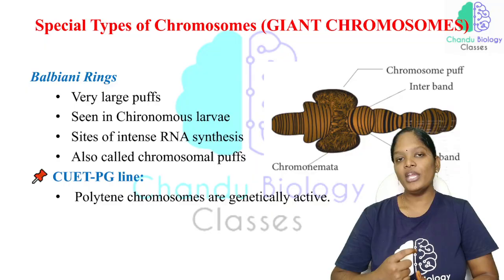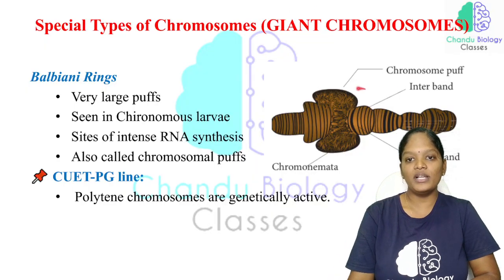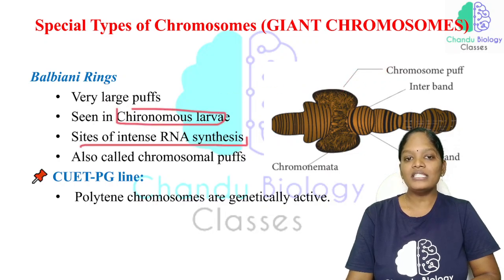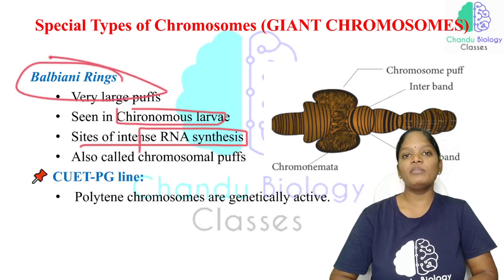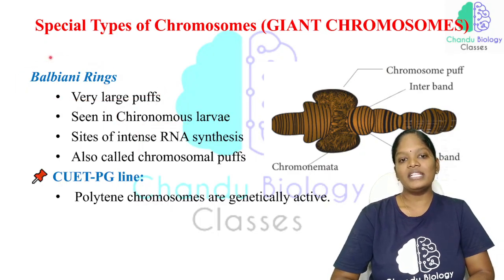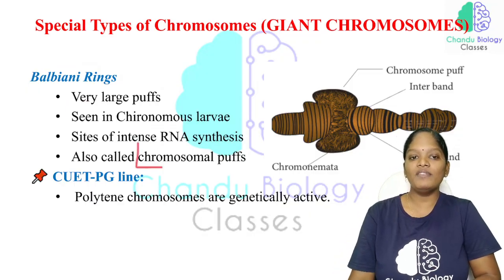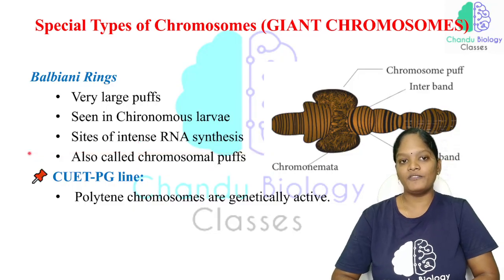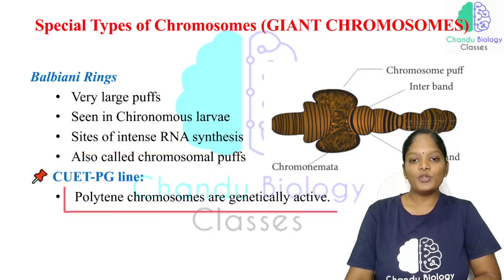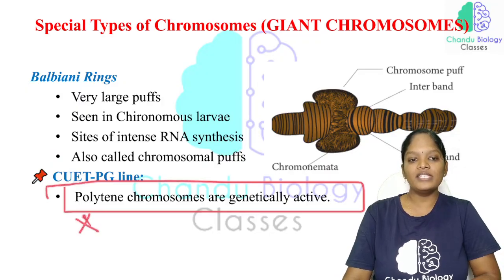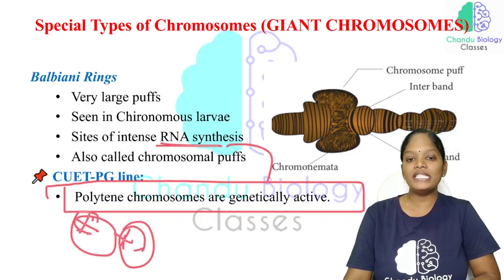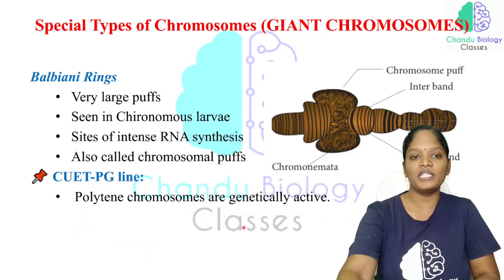Now, what are the Balbiani rings present in the polytene chromosome? They are called chromosome puffs. See here, very large puffs are seen in the Chironomus larvae and are sites of intense RNA synthesis. This is the Balbiani ring area where intense RNA synthesis takes place. That is why they are also called chromosomal puffs. And polytene chromosomes are generally genetically active. This is an important statement, because this is the site of RNA synthesis, so it is genetically active. We can expect this in the exam.